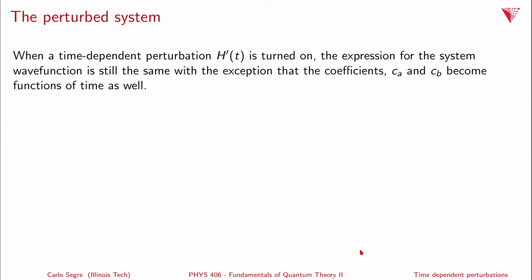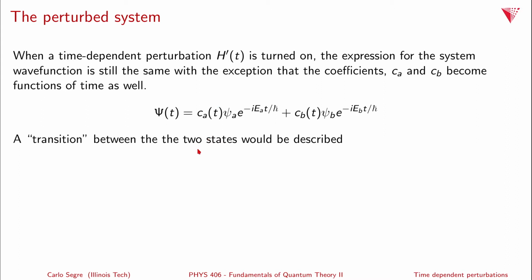When we add a time-dependent perturbation, H prime of t, then the expression for the system wave function is going to be still the same, except Ca and Cb now become functions of time. So we then can write the full time-dependent solution as psi of t is equal to Ca of t, psi A e to the minus i E sub A t over h bar, plus Cb of t, psi B e to the minus i E sub B t over h bar. So the time dependence is in the exponential as well as in the coefficients.